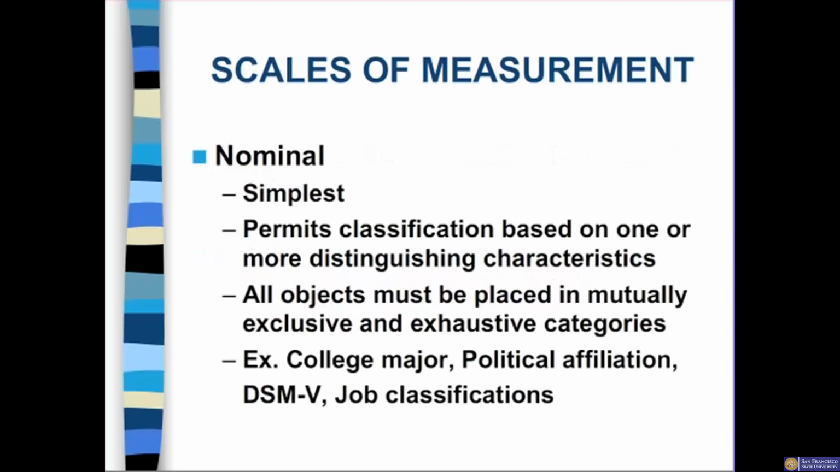There are different types of measurement and measurement variables. The first one I'll talk about is nominal. This is often the simplest one in terms of how to measure. It's the categories or the classifications that you put people into. All objects must be placed into mutually exclusive and exhaustive categories, things like a major of college students. So all students will be put into different groups.